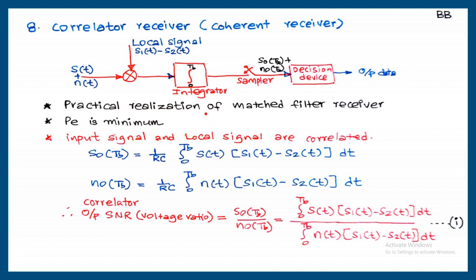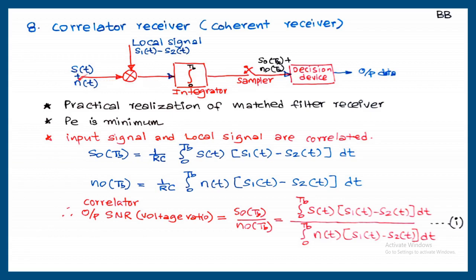Eighth topic, correlator receiver, that is also known as coherent receiver. This is a practical realization of matched filter receiver. Only thing is the previous one is for baseband detection, and this can be used even though the signal is modulated. This receiver will do the demodulation, then the same integrate and dump receiver.